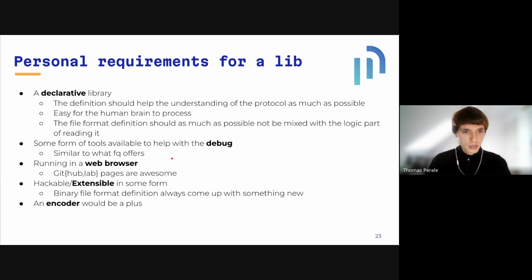Also, I wanted it to be quite extensible or hackable. Binary file format definitions will always come up with something new. Here we saw in the FIT format that the data message will always refer to a previous field definition. It's something that you don't really find in other binary file formats, and it was quite tricky to actually parse. An encoder would be a plus. So if you modify the object you just parsed, you want it to be possible to re-encode it into a binary file again, so that people can actually reuse it.